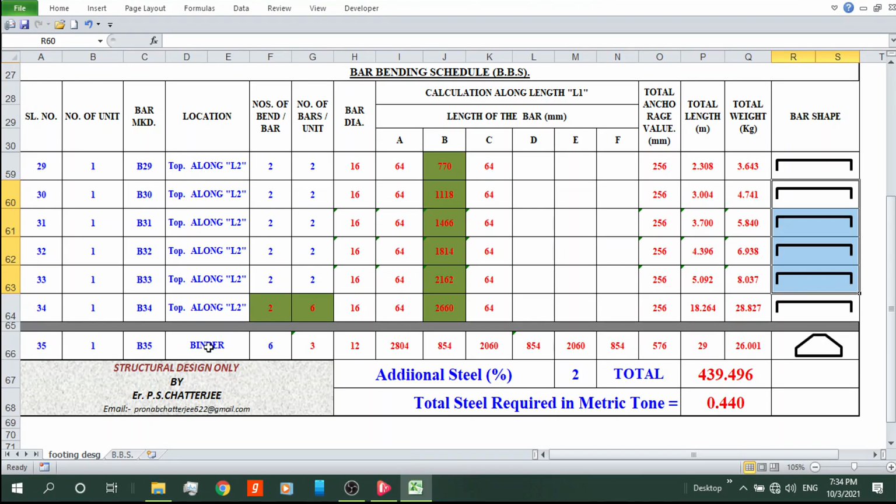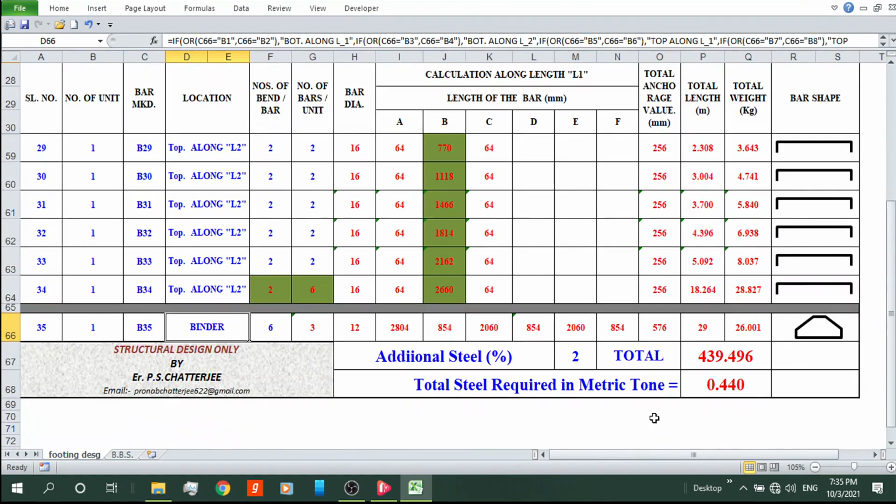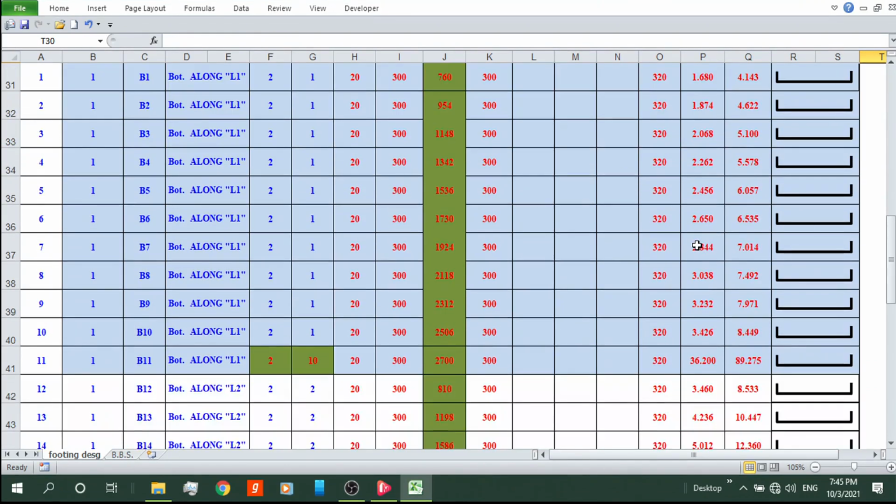Now binders. All the length of the binders I have written here, and number of bend is here 6. So the total length is 29 meter and total weight 26.001 kg. Total steel requirement for the pile cap along with 2% additional steel is 439.496 kg, and in metric ton 0.440 metric ton. The final bar bending schedule is like this.